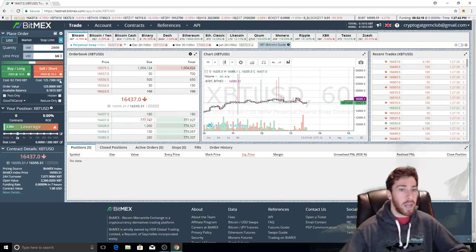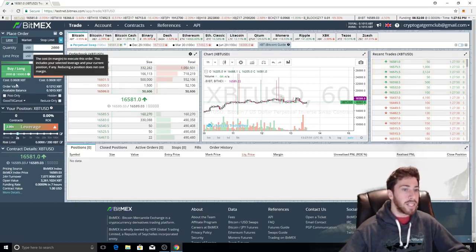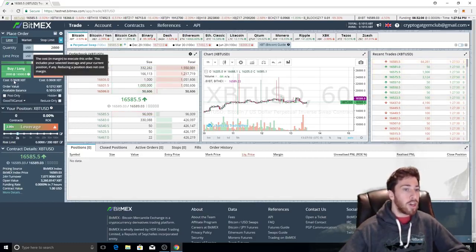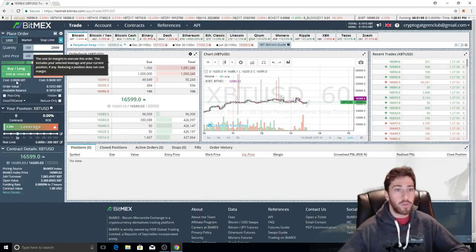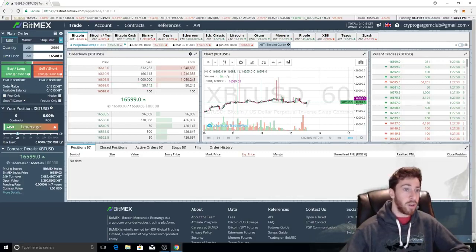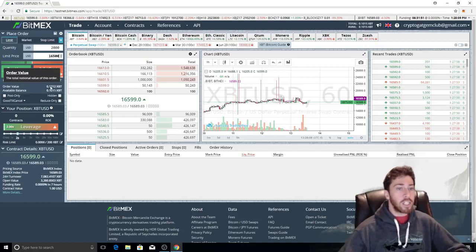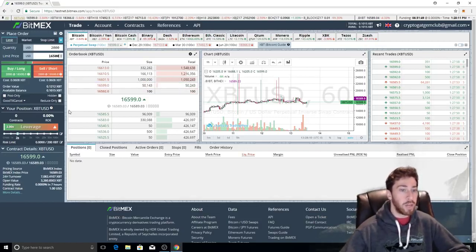To open a long at market value, we need to put in a price above the current contract price. So we're going to put it in at 16,500. If you notice, my cost is less than the order value. The cost is how much you're actually risking. When you put in this order, you can't lose more than the cost because that's all you have to risk in order to trade with this value. We're risking 0.06 to trade at 2 times leverage with an order value of 0.12. So we'll actually be trading with 0.12 worth of Bitcoin.